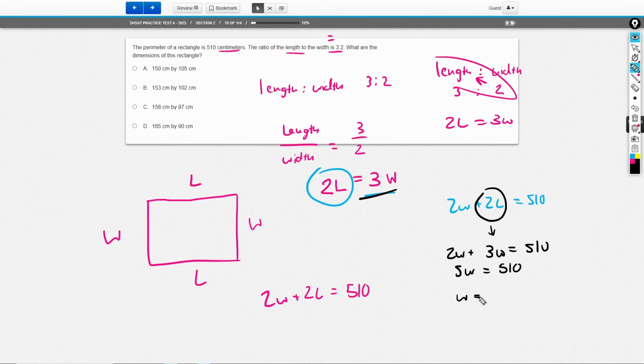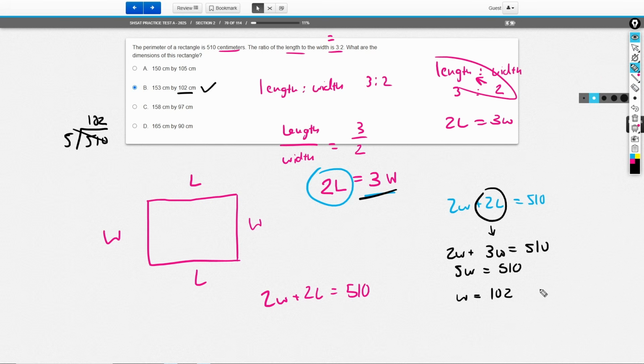So w has to equal, let's see, 510 divided by 5, that's going to be 102. I did it in my head. So w is equal to 102. That's the width. And if I look at my answer choices, there's only one answer choice that has the width as 102 centimeters, which is B. So technically I could stop doing my math from here and select B.